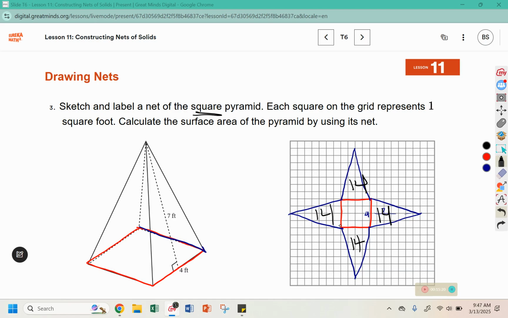Then the square is base times height. 4 times 4 gives us an area of 16. So for the surface area, we will add 14, 14, 14, 14 for the 4 triangles, and 16 for the square, which gives us 72 feet squared.